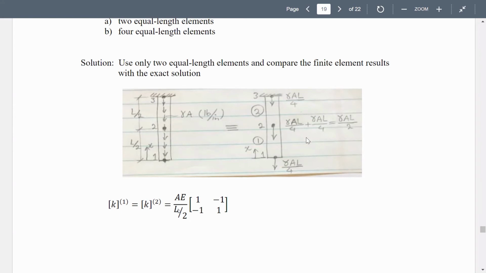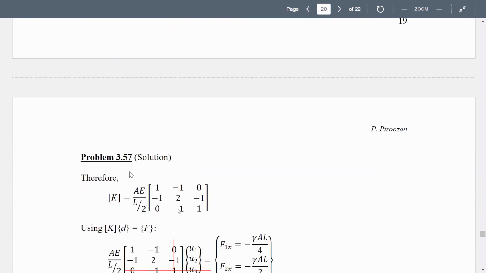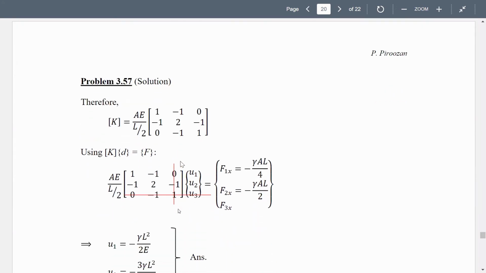3 by 3. Why 3 by 3? Because there are 3 nodes and 1 degree of freedom per node. Very good, you're right. So this is AE over its length, which is L over 2. So this would be 3 by 3. This is the global stiffness matrix. This is the system of equations that we have, with F1x, F2x, F3x.